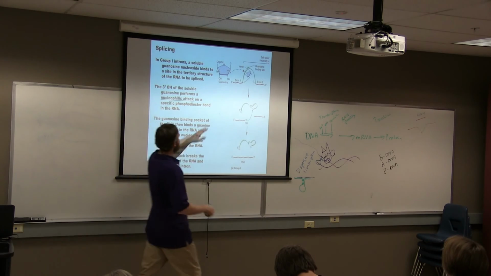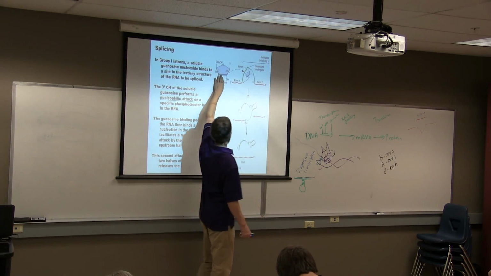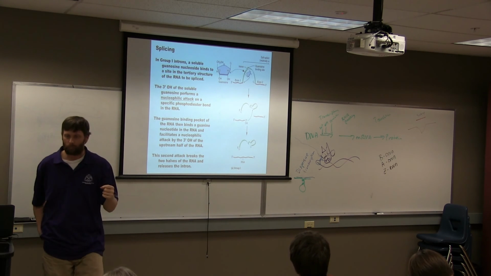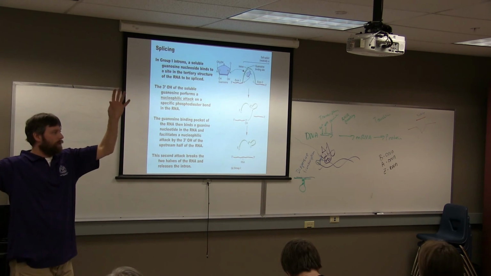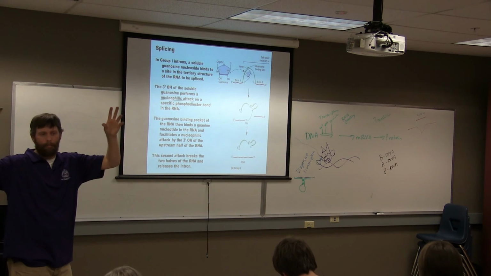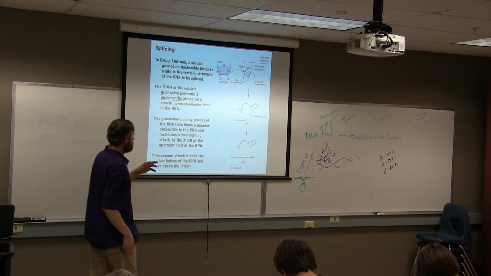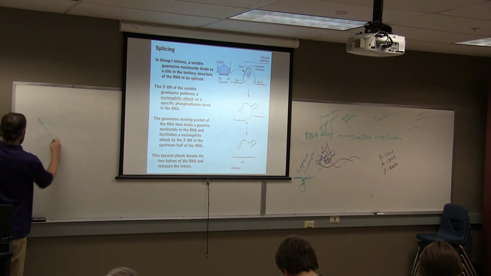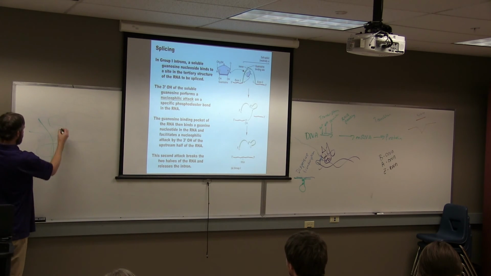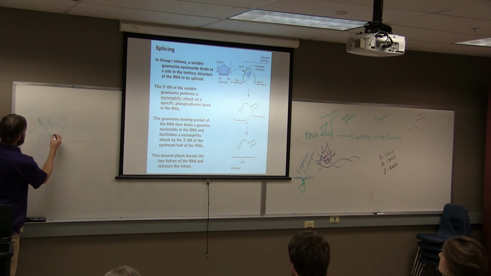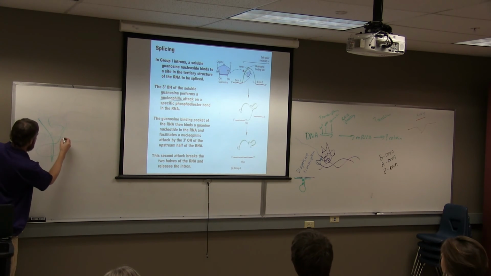The RNA, here's my RNA, and here is the guanosine nucleotide. So that's basically a GTP, an ATP, except it's a G. And I don't think it needs phosphate on it. It's floating around in solution, and the 3-dimensional shape of the RNA folds up so that the guanosine has a binding site. Let's just say the guanosine binds right here.